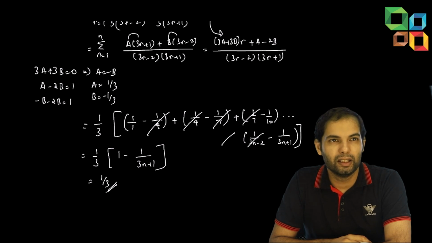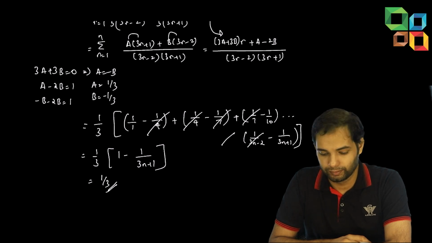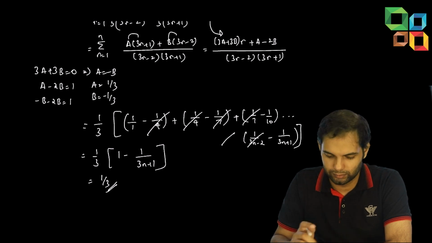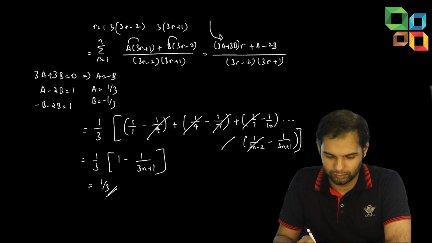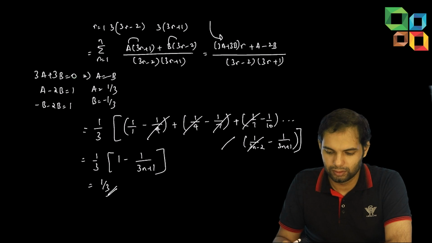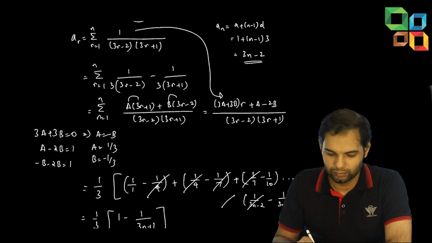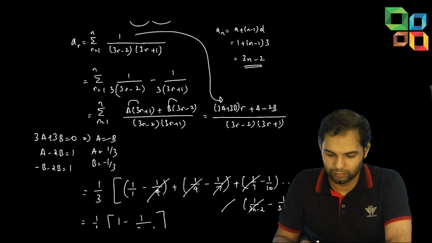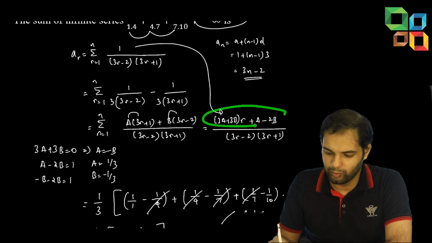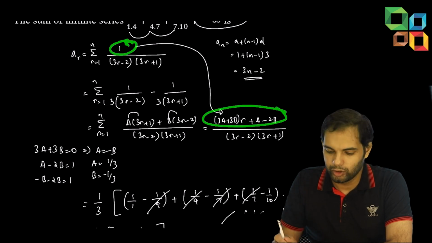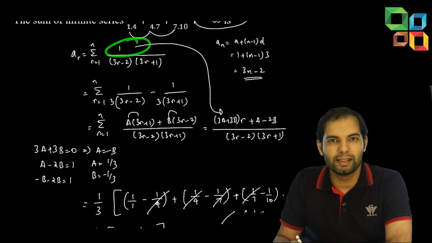Why did we take 3a plus 3b equal to 0? Yes, over there you took 3a plus 3b equals 0, right? Why did we not take 3a plus 3b equal to 1 by r and a minus 2b equal to 0? This numerator is equal to this numerator, correct? So is there an r here? Is there an r here?